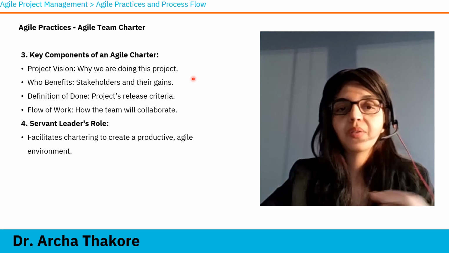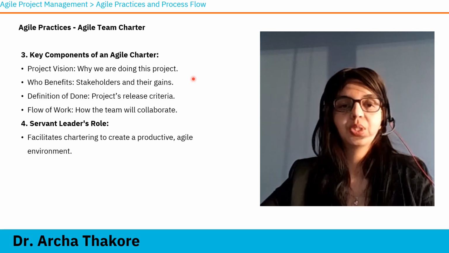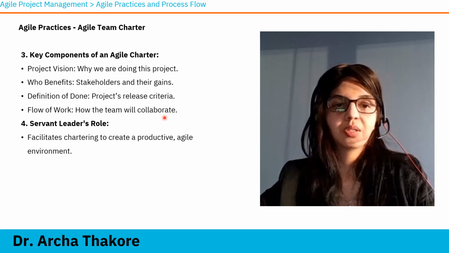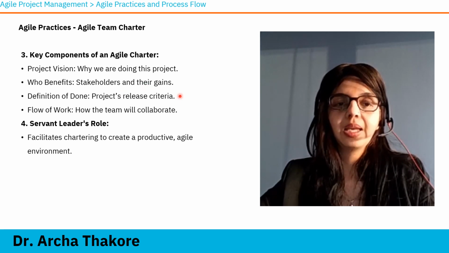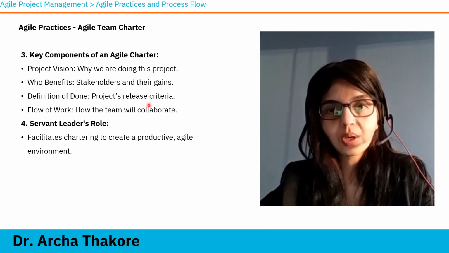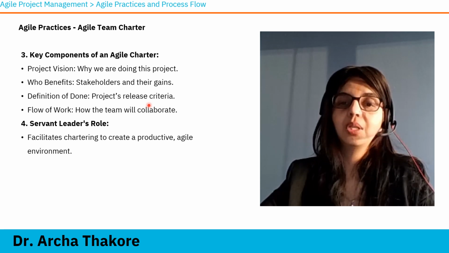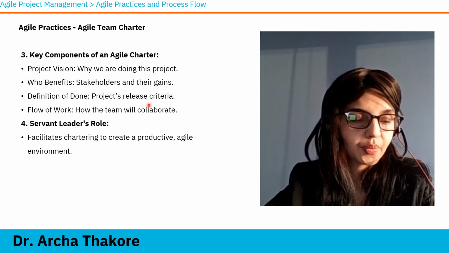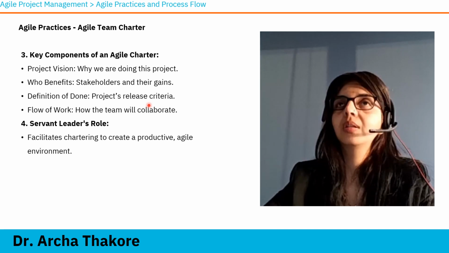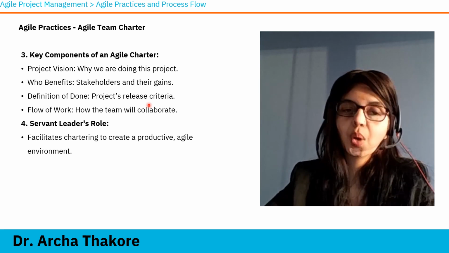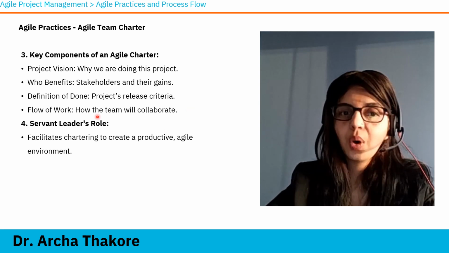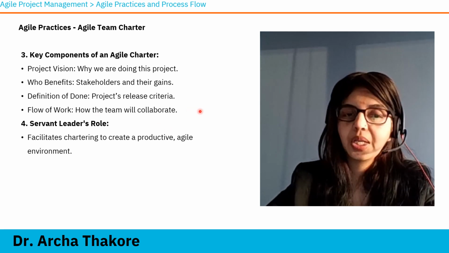Key components of an agile charter: project vision, we talked about it. Who benefits? Now, again, we are talking about the project charter. Stakeholders and their gains, definition of done. We will talk about definition of done when we talk about user stories, which is nothing but at which condition the particular task or project will be considered complete or successful. Flow of work, how will the team collaborate?